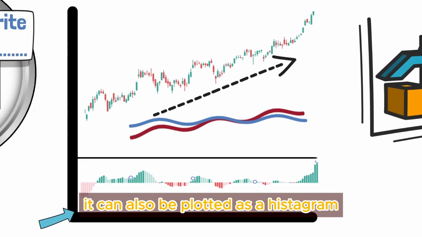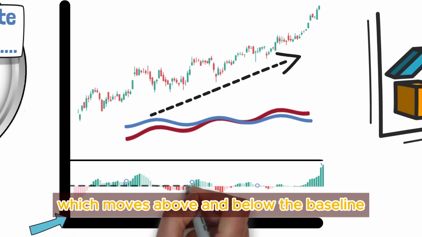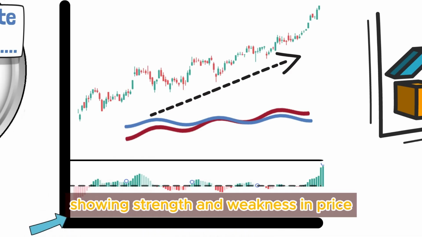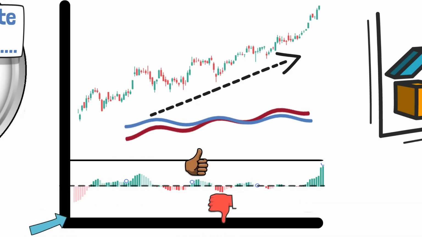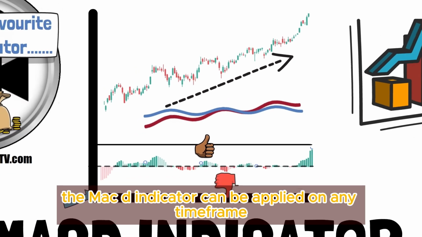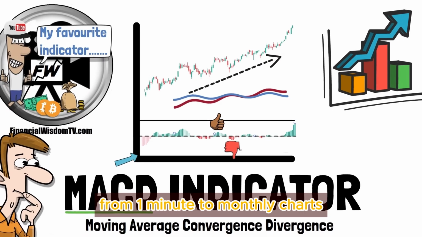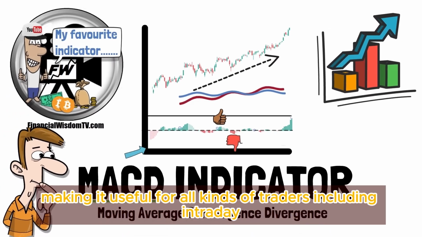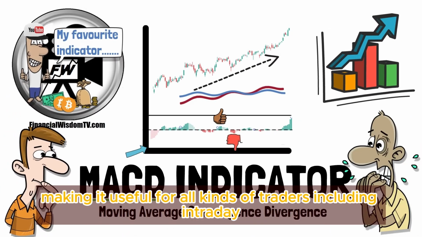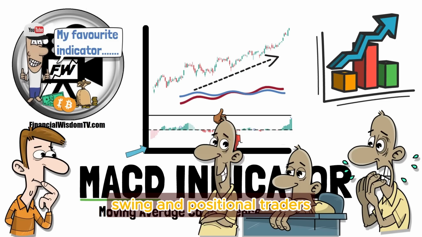It can also be plotted as a histogram, which moves above and below the baseline, showing strength and weakness in price. The MACD indicator can be applied on any time frame from 1 minute to monthly charts, making it useful for all kinds of traders including intraday, swing, and positional traders.